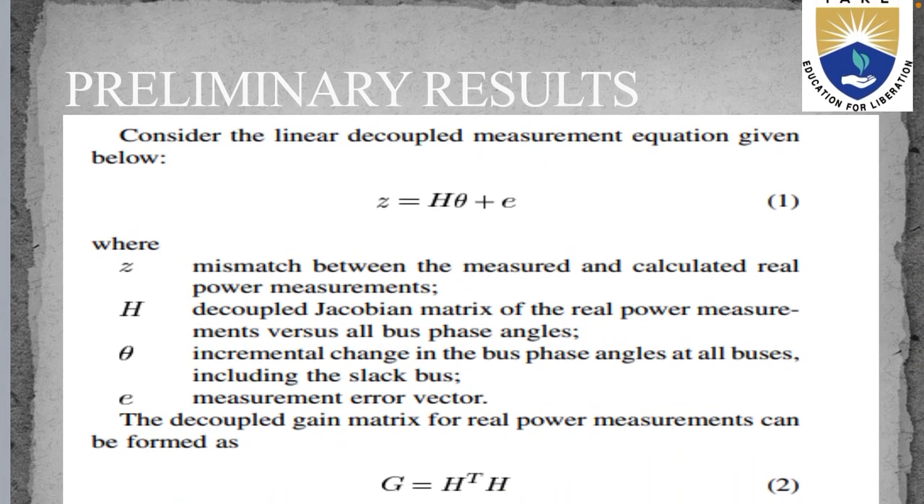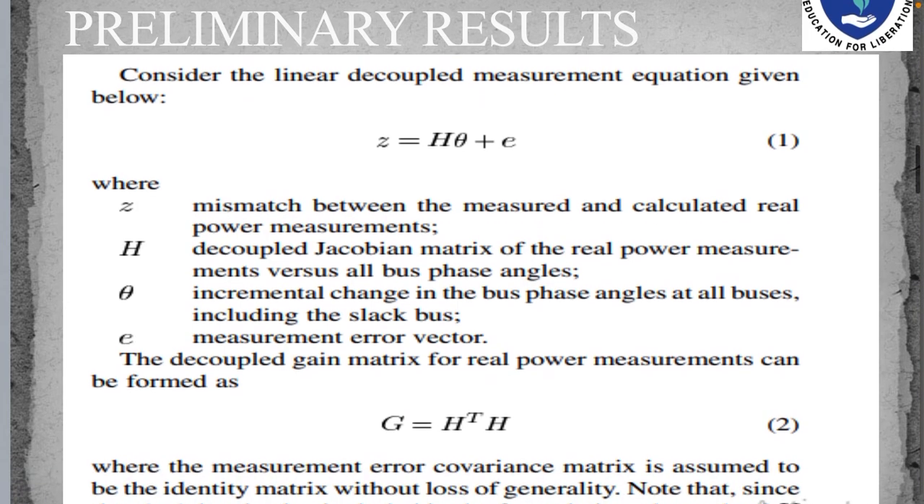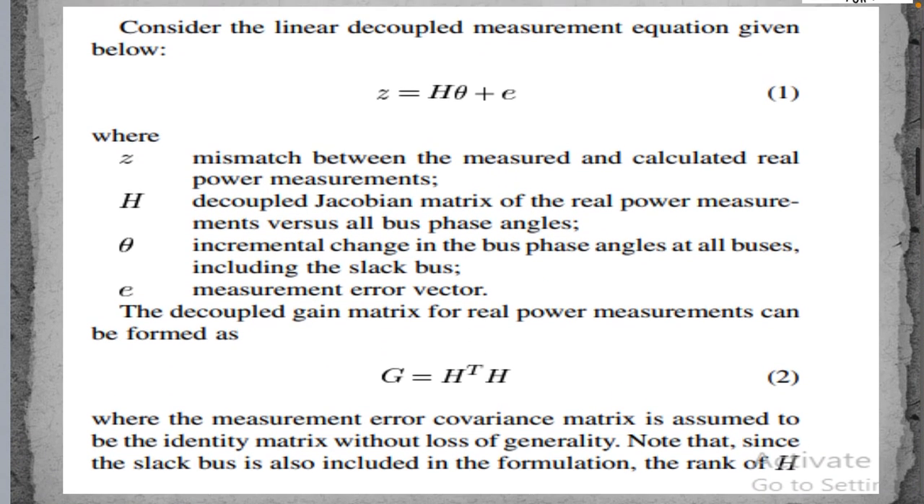Preliminary results. Consider the linear decoupled measurement equation given below. z = H theta + e, where z is the mismatch between the measured and calculated real power measurements, H is the decoupled Jacobian matrix of the real power measurements with respect to all bus phase angles, theta is the incremental change in the bus phase angles at all buses including the slack bus, plus e, the measurement error vector.